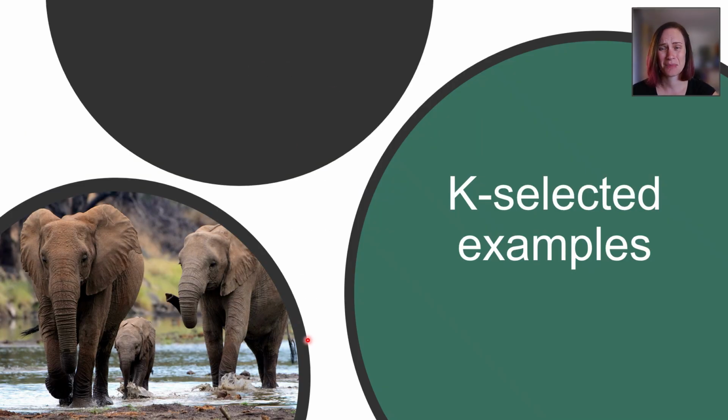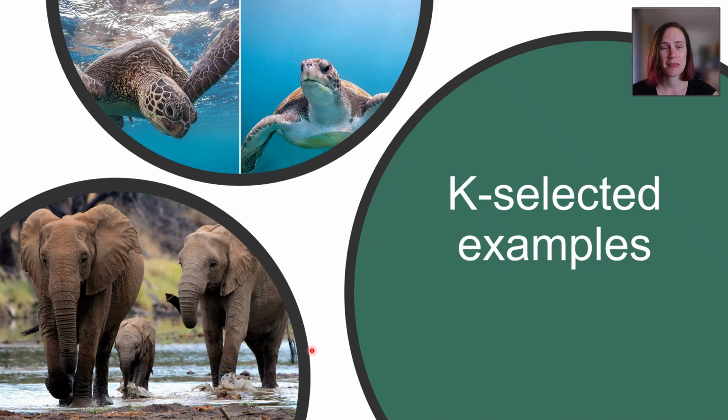Some really good examples are elephants. They have a gestation period of 20 months. That's a long time to be pregnant. Turtles actually display both K and R selected traits. They're really large organisms with really long lifespans, but they actually produce a really large number of very unnurtured offspring, so bad parents. But remember, this is a spectrum, so there are going to be things that sit in between. It's not just going to be one end or the other.